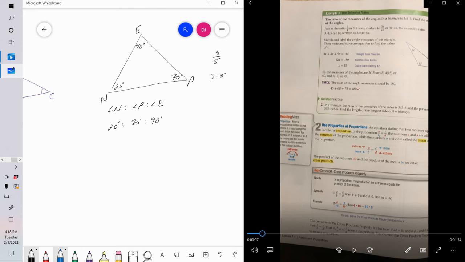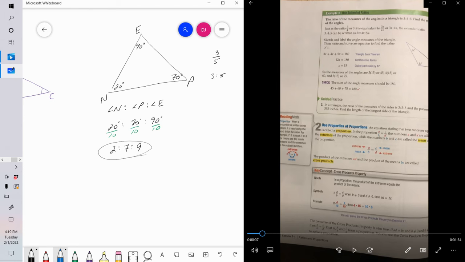Then I wonder if we can simplify those down. Can we divide anything out? We can actually divide 10 from each of those values. 20 divided by 10 is 2. 70 divided by 10 is 7. 90 divided by 10 is 9. So we can say that the ratio of the angles in triangle NEP are 2 to 7 to 9.